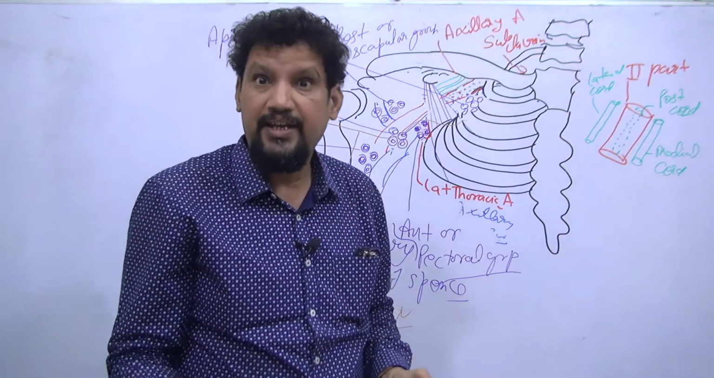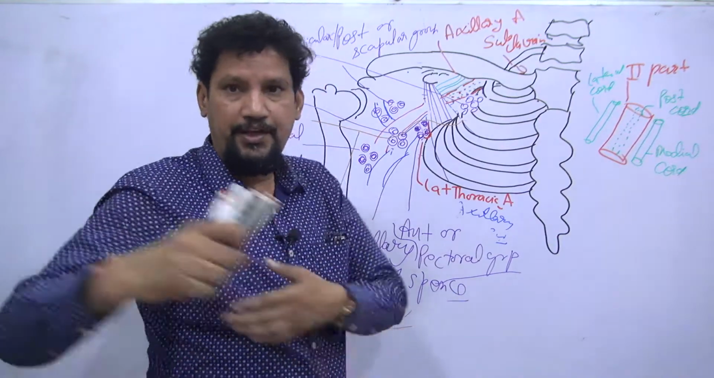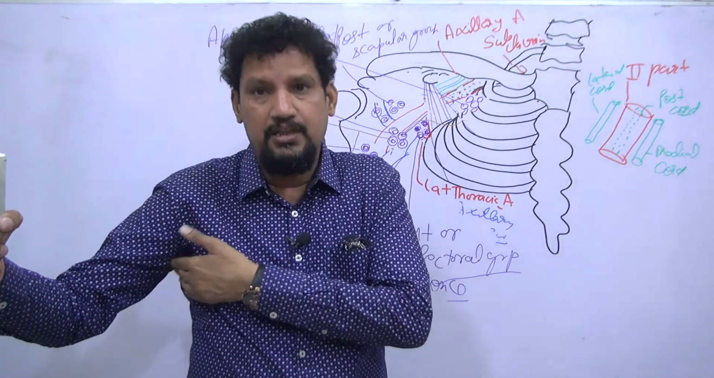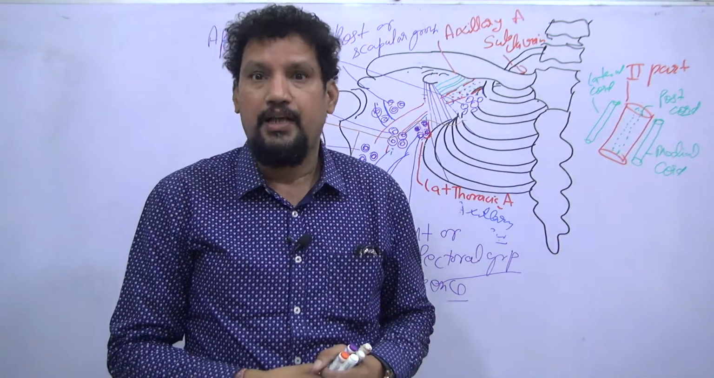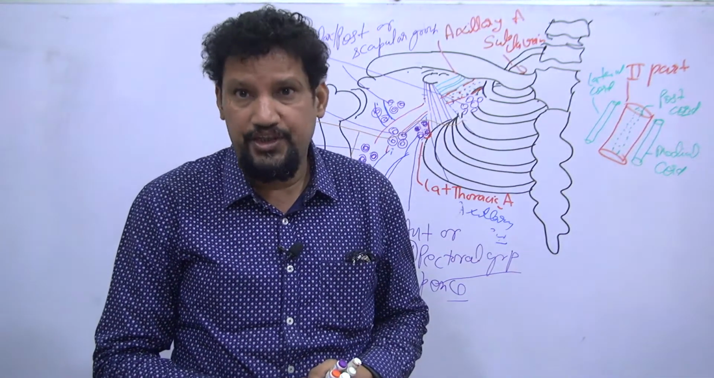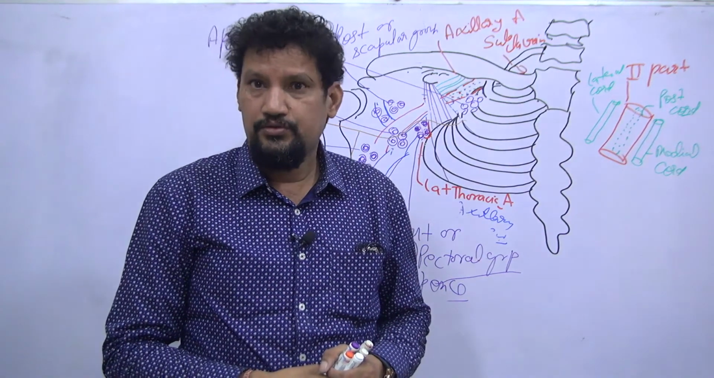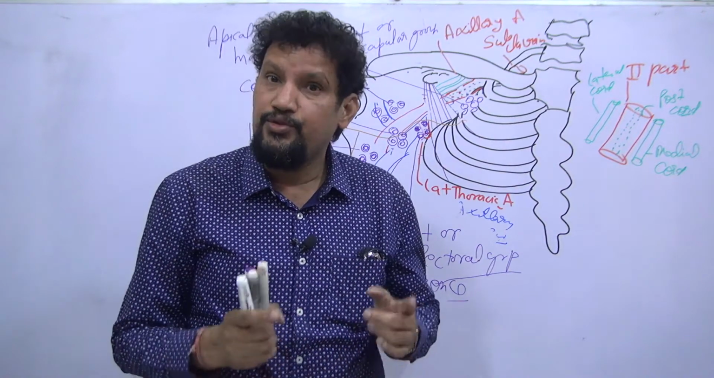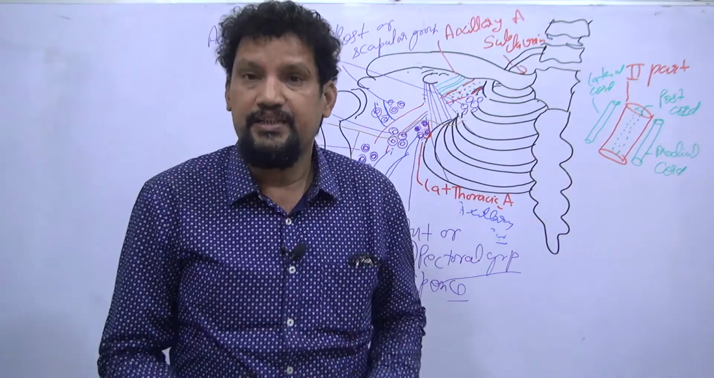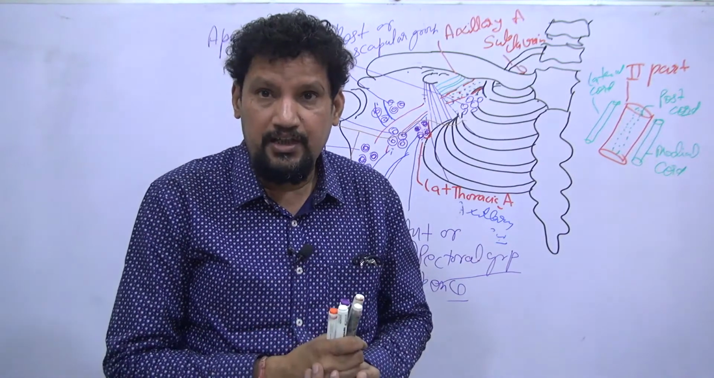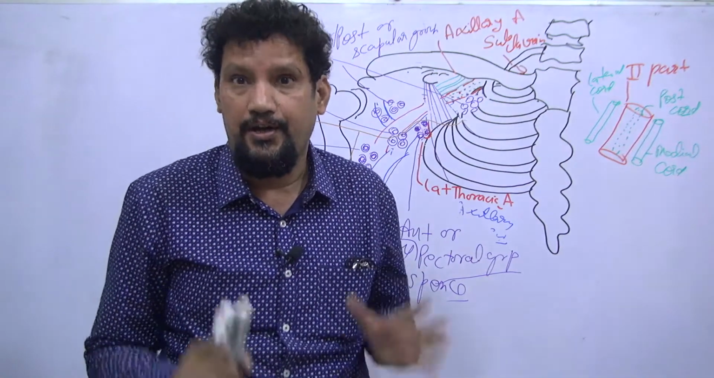So referred pain of breast carcinoma can be felt in the medial side of the arm and in the base of the axilla, between the anterior and the posterior axillary folds. So the referred pain is due to the enlarged central group of lymph nodes, which will compress the intercostobrachial nerve, which is innervating the base and the medial side of the arm.